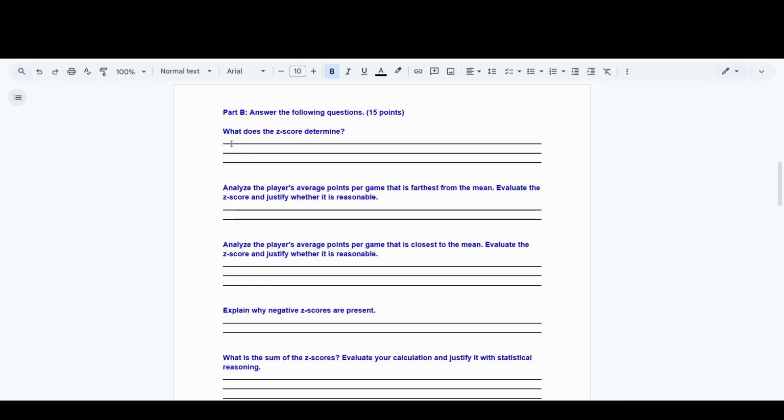For part B, remember you can copy all my numbers, that's fine, but these should all be in your own words. Please don't just copy what I'm saying. So part B, what does the z-score determine?